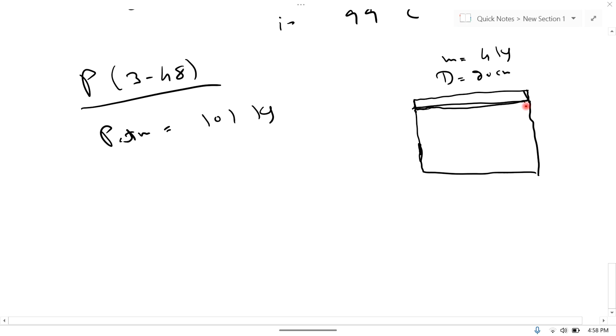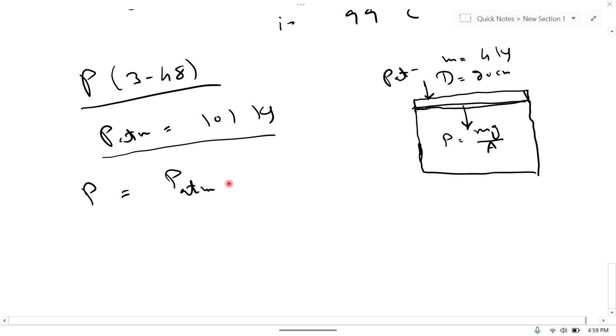So here, if we neglect the mass of the lid, then we will find the boiling temperature at this pressure. But as mass and diameter are given to us, we will include the weight of this lid. So here one is atmospheric pressure, which is given to us, and the second is pressure due to the weight of the body. Pressure due to weight, P, is equal to W divided by area, or mg divided by A. So total pressure is equal to P atm plus mg by A.